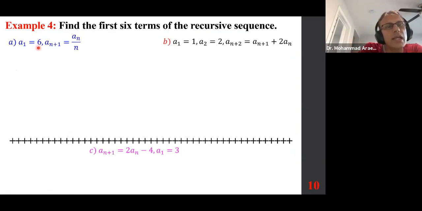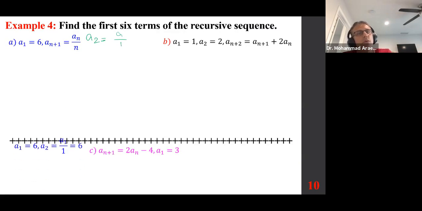A sub 1 is 6, a sub n plus 1 is a sub n over n. It's important to write the formula. So I have a sub 1, the next one is a sub 2. So change this to a sub 2. So I want to make sure we understand what's happening. Now I need a sub 2. According to this formula, the next one is the previous one divided by n, right? So a sub 1 divided by 1. I hope you see that. First you write the formula and then plug in: 6 over 1 becomes 6.